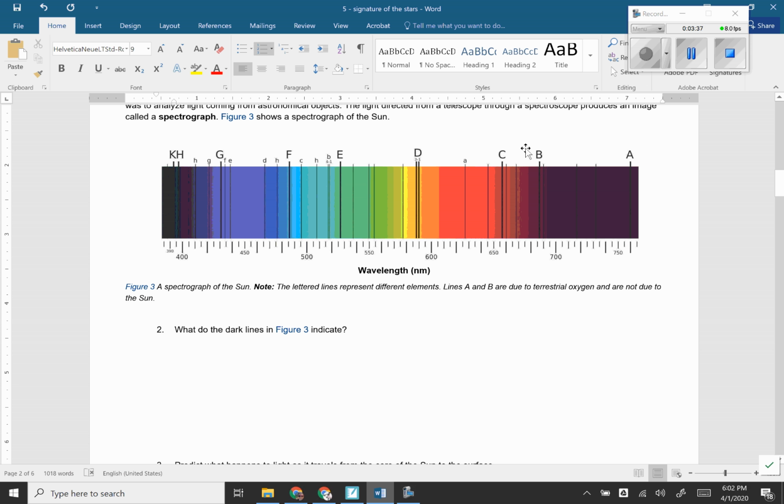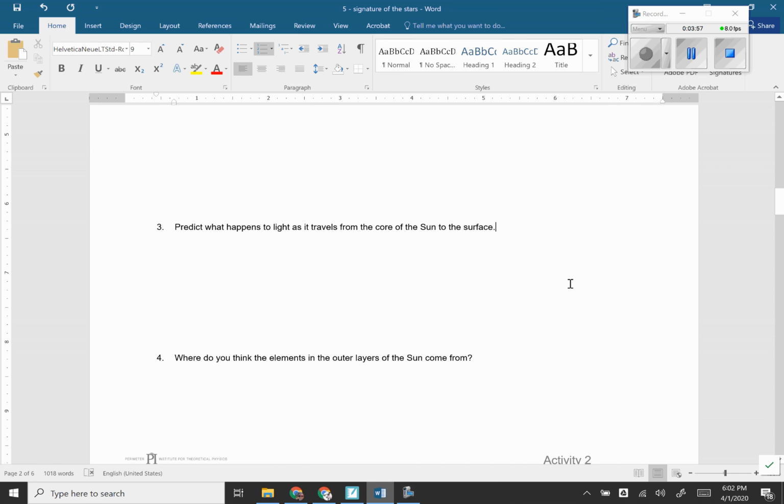So it asks you to determine what some of these letters represent, or what elements they represent. It says lines A and B are due to terrestrial oxygen. When that light reaches our atmosphere, it also interacts with the elements in our atmosphere. So lines A and B are from the Earth and not from the material making up the sun. There's no oxygen making up our sun. The reference lines are on the next page here.